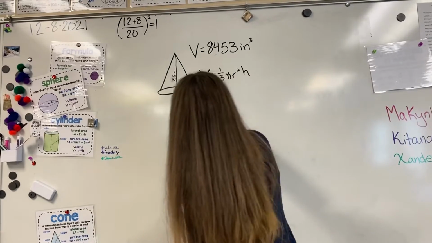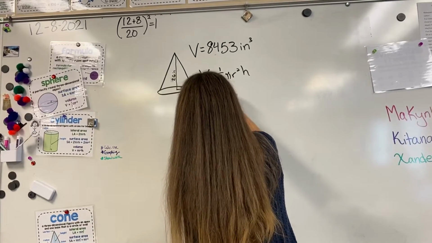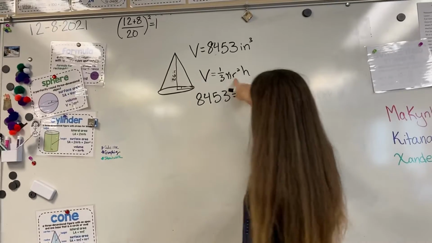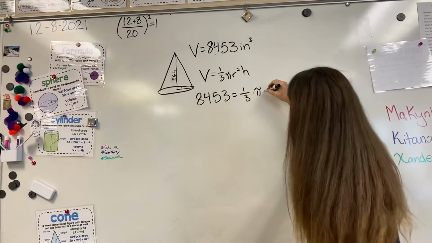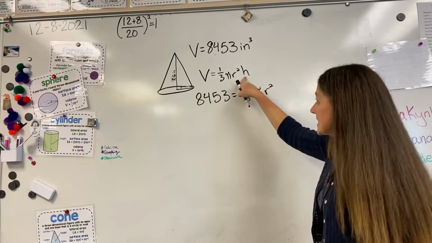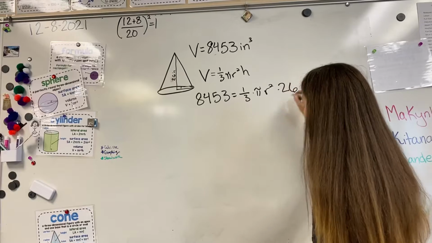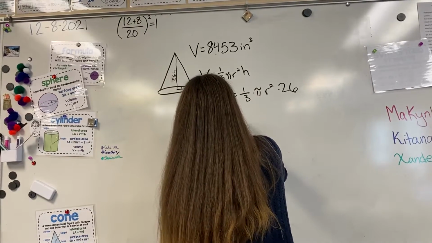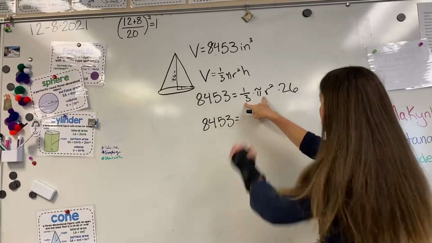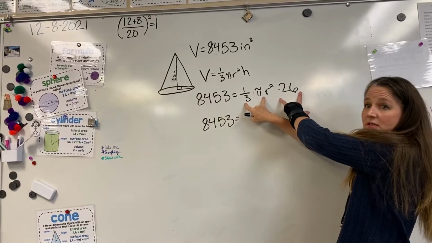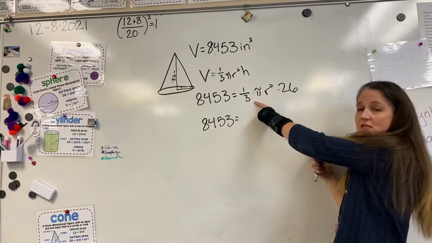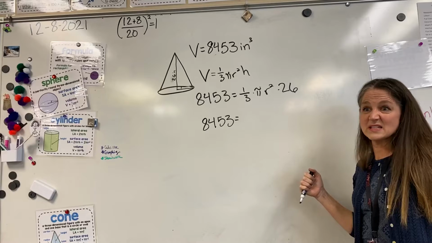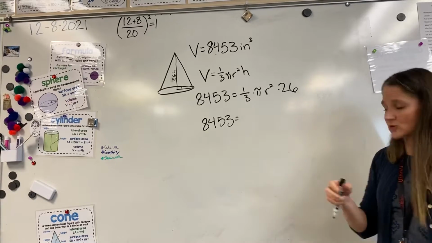Do I know the volume? Yes. 8,453 equals 1/3 times pi. Do I know the radius? No. Times the radius squared. Do I know the height? Yeah. Times 26. Okay. So we're going to simplify this. 8,453 just comes along for the ride. Can I multiply all these numbers? Does the 26 have to be next to the 1/3 and the pi for me to multiply them? No, they're all just multiplied together, and it doesn't matter what order they come in.